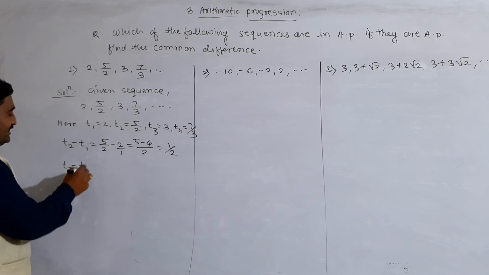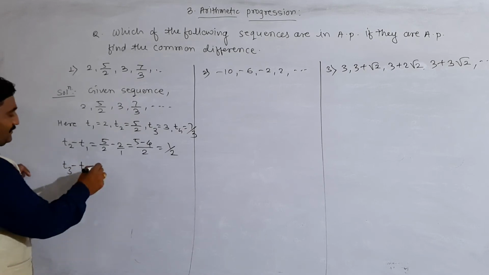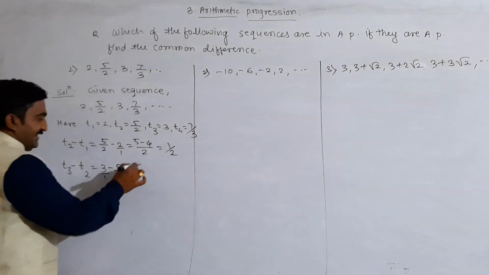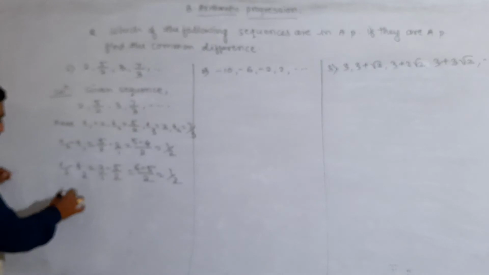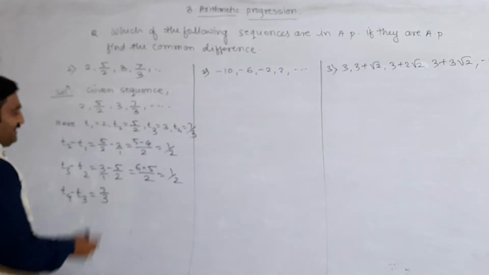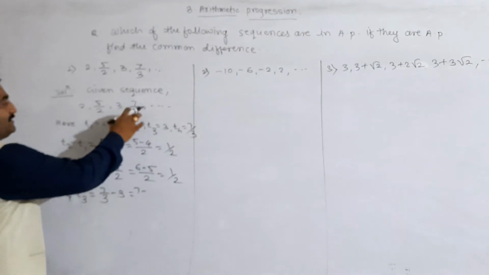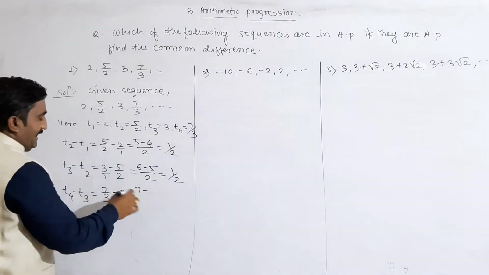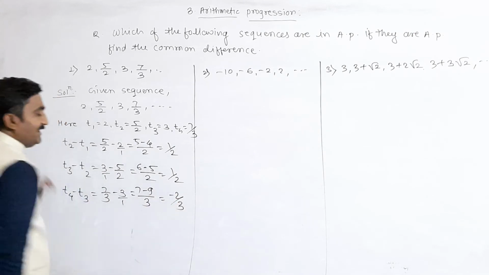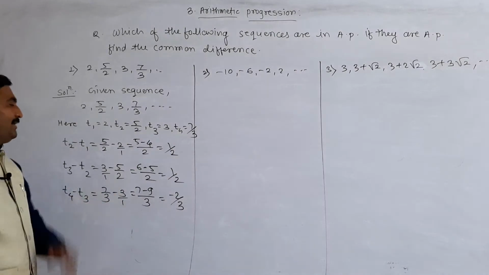Then T3 minus T2, it means 3 minus 5 by 2. With denominator 1, 3 2s are 6. 6 minus 5 divided by 2, it is 1 by 2. Then we have to calculate here T4 minus T3, it means 7 by 3 minus 3. 7 minus 3 3s are 9, divided by 3, 7 minus 9, it is minus 2 by 3.